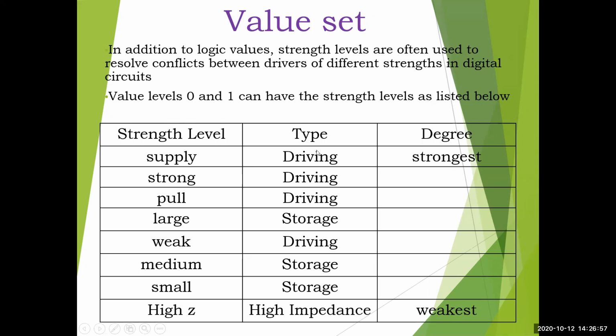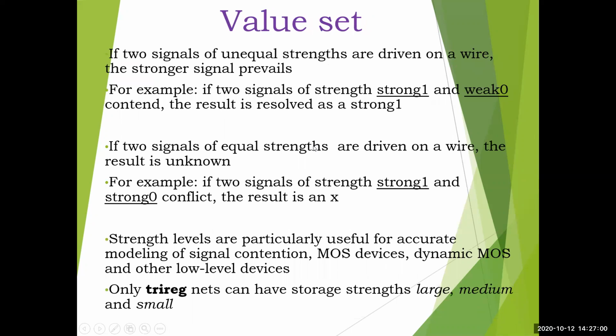How do we interpret these strength levels? Let's see an example. If two signals of unequal strengths are driven on a wire, the stronger signal prevails. Both may have the same value or different values. For example, if two signals of strength strong 1 and weak 0 conflict, the result is resolved as strong 1. Although 1 and 0 are there, it is definitely 1. So strong 1 and weak 0 are taken as input. These contradictions happen at the driver level, and to resolve them we use this.